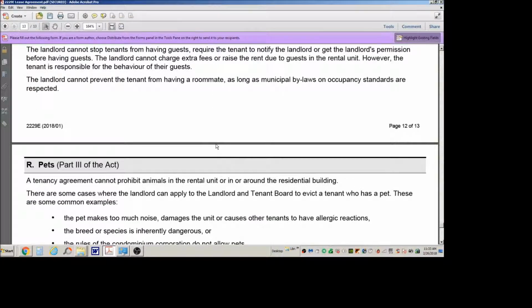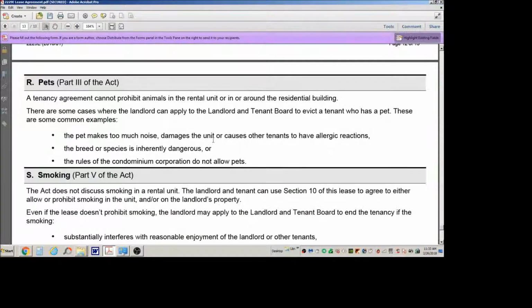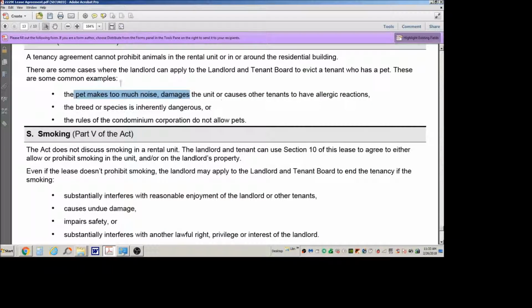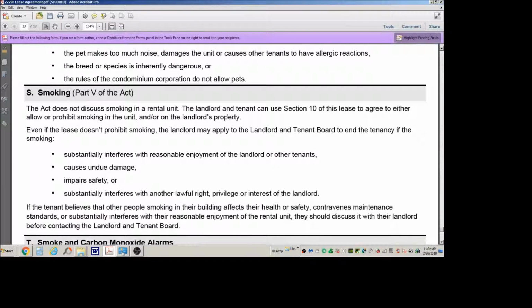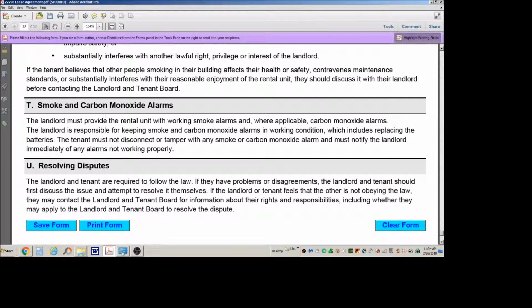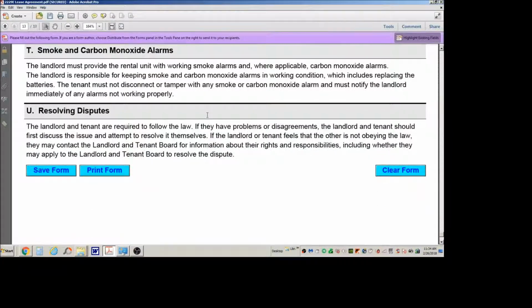Pets. A tenancy agreement cannot prohibit animals in the rental unit or in or around the residential building. Of course, if there's waste involved or noise, the landlord can throw you out, given the right eviction notices and all that. Smoking is not permitted. You can smoke outside, but not in the unit because it's a health issue. Smoke and carbon monoxide alarms. That's standard, and that's it, guys.